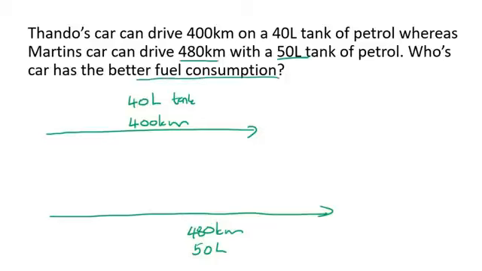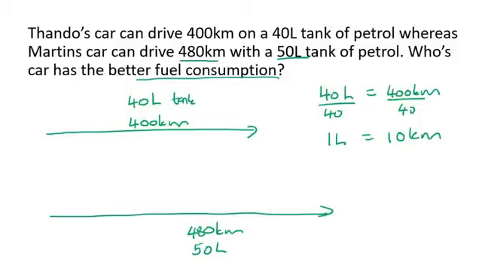When you have a better fuel consumption, it means that your car uses less petrol to drive. So what we'll do, because this one is a 40-liter tank and this one is a 50-liter tank, we can't really compare them. There's many ways of doing this, but we can say that Thando's 40 liters gives you 400 kilometers. If we divide this by 40, and you divide this by 40, then 1 liter will give you, 400 divided by 40, that'll give you 10. So for 1 liter, Thando's car can go 10 kilometers.